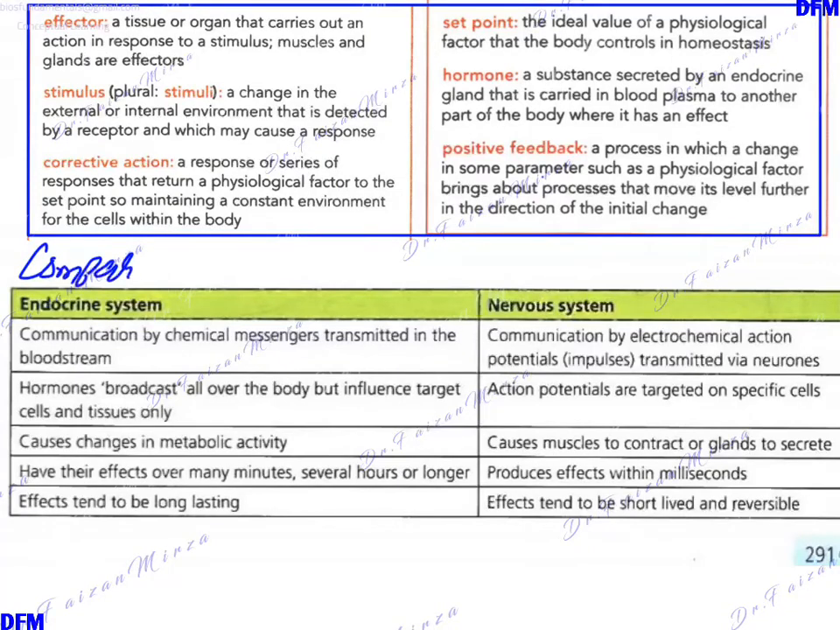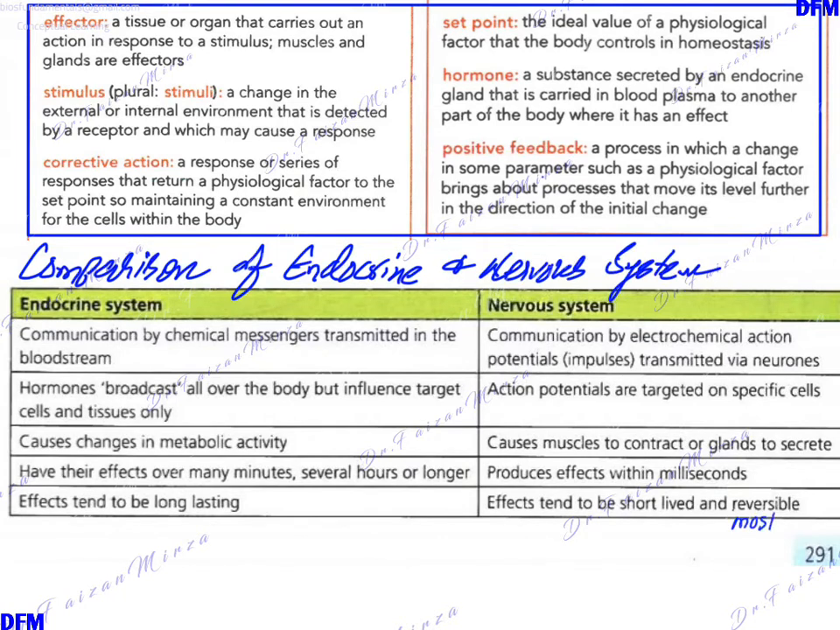If we compare the coordinating systems, there are two coordinating systems in your body, the endocrine system and the nervous system. The endocrine system works by sending chemical messengers, the hormones, in your body fluids, primarily the bloodstream. Whereas nervous communication deals with electrochemical actions which are sent as impulses and transmitted via neurons. The hormones are broadcast all over the body. They travel throughout the body in the fluids, and they look for their target tissues.